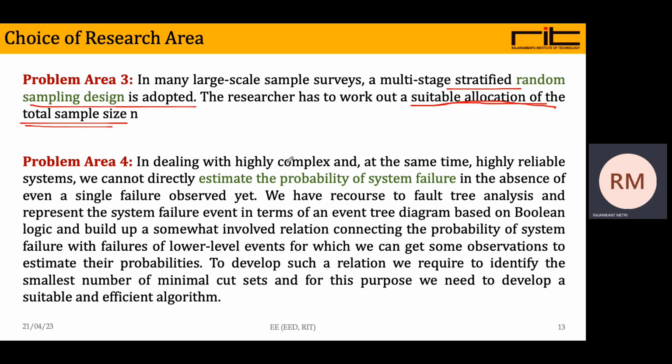Then the next one is, in dealing with highly complex and at the same time highly reliable systems, we cannot directly estimate the probability of system failure. We cannot estimate the probability of system failure in the absence of even a single observed failure. Suppose the system is there and it hasn't shown any failure till date, then one has to estimate the probability of such failure. So this is another problem area.